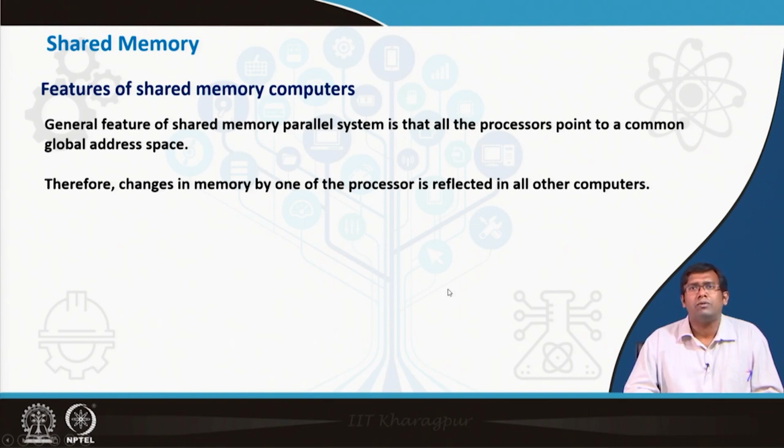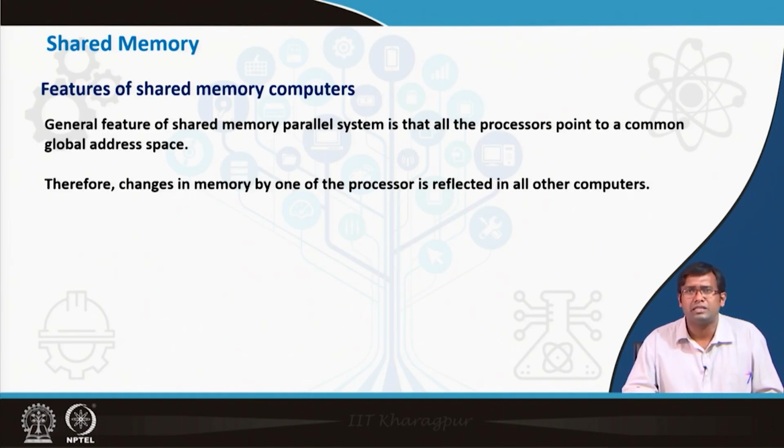Therefore, any change in memory by one processor is reflected in all other processors. If A is an array variable and the third element of A is changed by some processor, say the 18th processor changes the third element of A, all other processors see that this value has been changed.